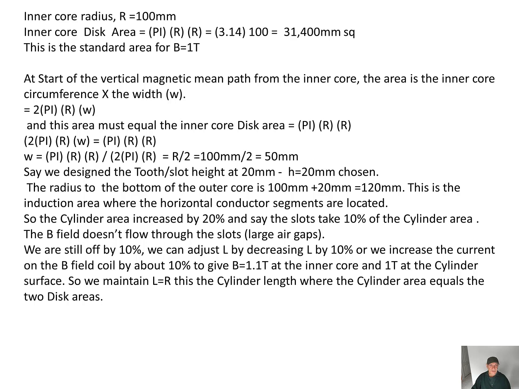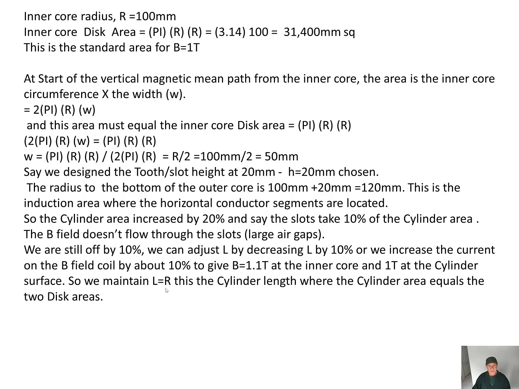So the cylinder area is increased by 20%, and say the slots take 10% of the cylinder area. The B field doesn't flow through the slots, the larger air gaps, because they have a larger air gap. So we're still off by 10%. We can fix that by decreasing L by 10%, or we can increase the current on the B field coil by about 10% to give B equals 1.1 Tesla at the inner core and 1 Tesla at the cylinder surface, where radius equals 120 millimeters.